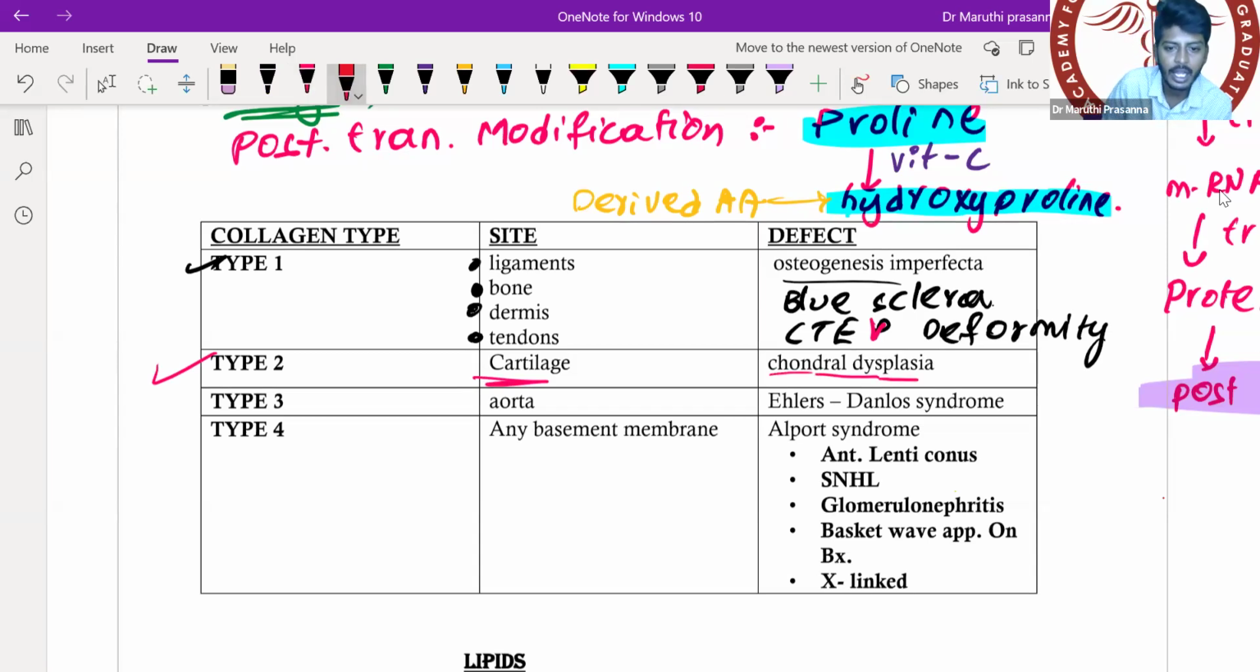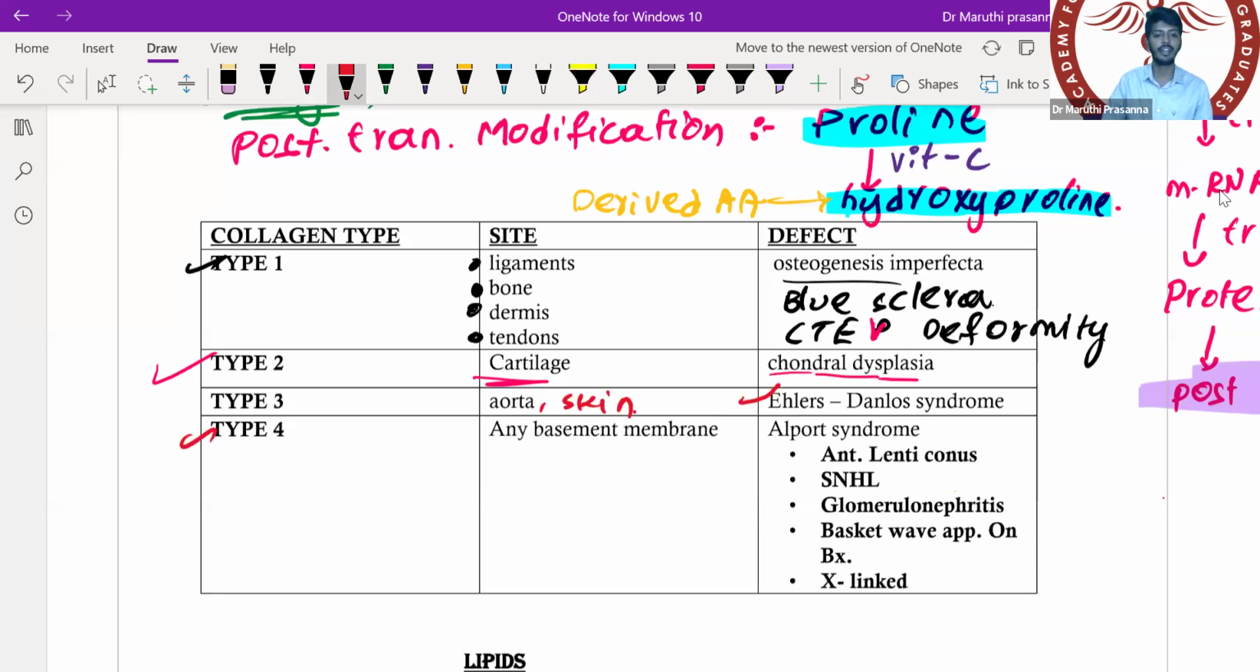Type 3 collagen is located in the aorta as well as in the skin. Aorta and skin, both of the places it is located. So if there is a type 3 collagen defect, the patient will develop Ehlers-Danlos syndrome. What will happen to the person? There is an excessive stretchability of the skin. Along with that, the patient will also have risk of aortic dissection and aortic aneurysm. So aortic dissection and aneurysm both are possible with Ehlers-Danlos syndrome.